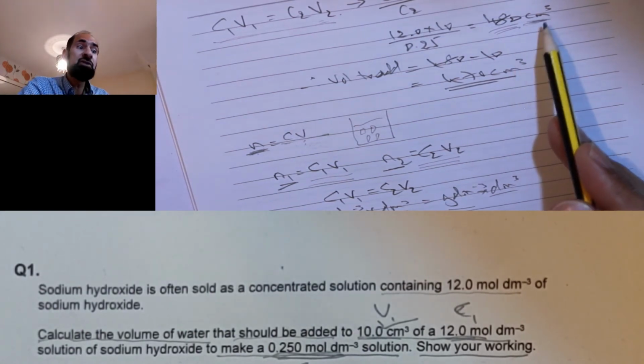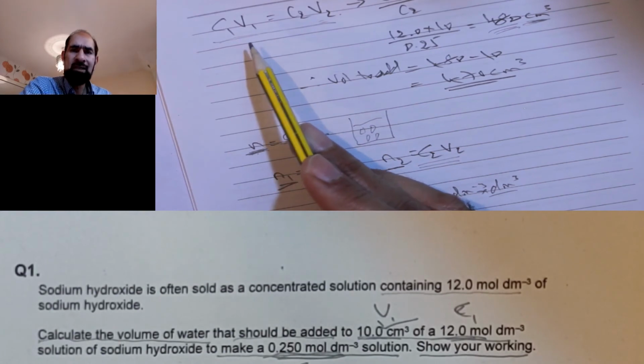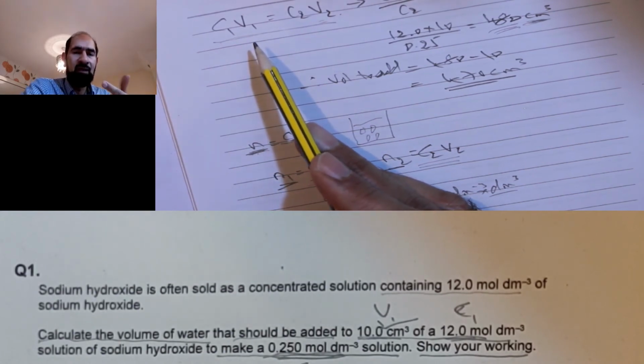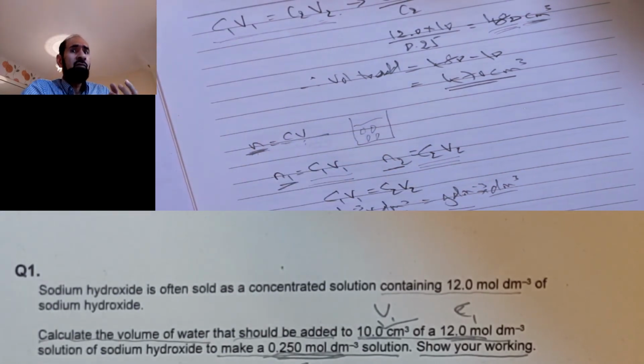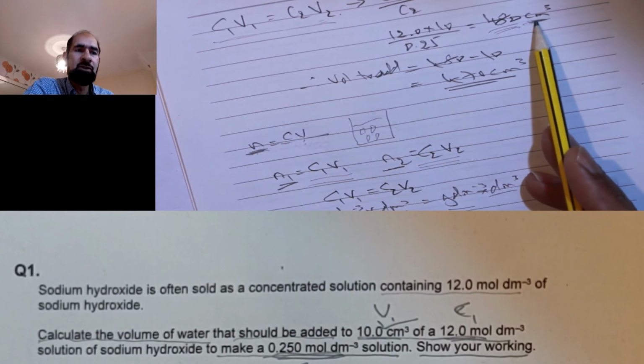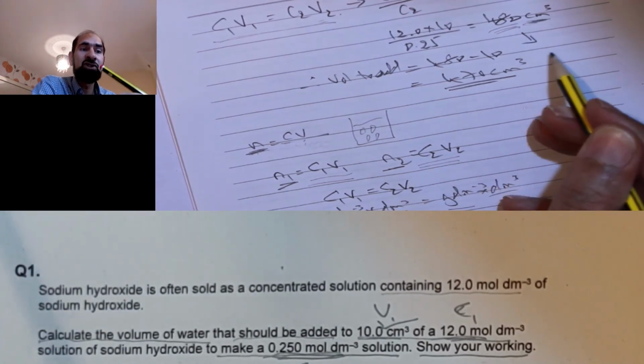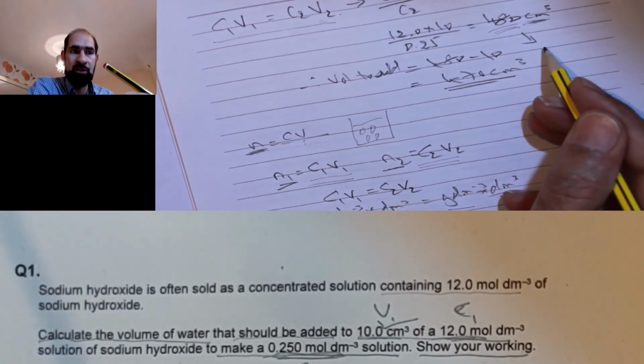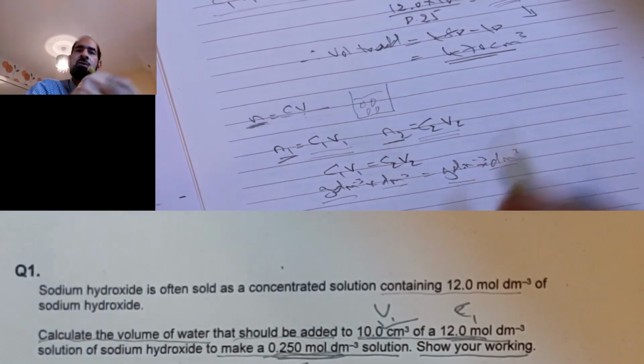Yeah, because my initial volume was in centimeters cubed. So that's the only thing you need to remember: whatever units you're using, your answer will be in those units. Can you see? If the question had said, calculate the volume of water in decimeters cubed, I still do the calculation the same way, but I need to remember that my answer is in centimeters cubed, and then I would have had to convert that to decimeters cubed. So that's the only thing you need to remember.